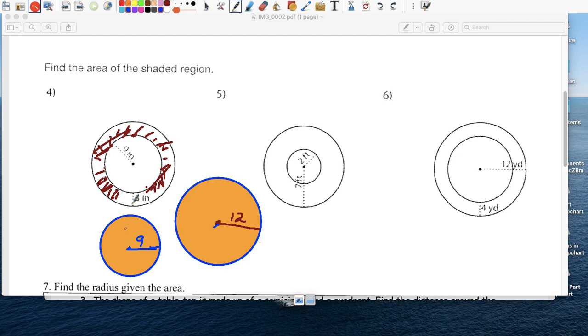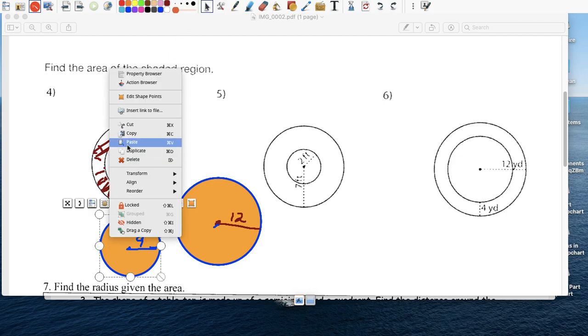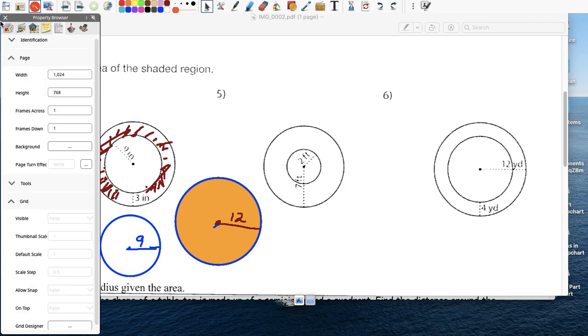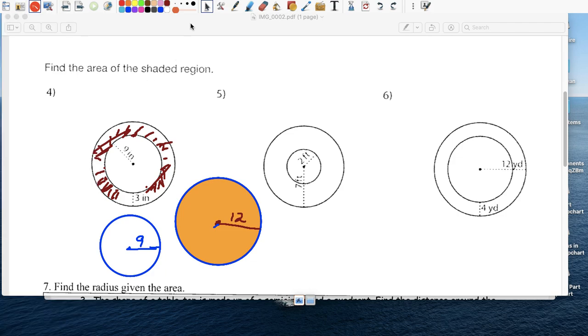So I want to, let me see if I can change colors. Property browser, is that what it's called? Yeah. And let me change the color to white. All right, so again, I'm going to punch a hole. So if you punch a hole through the big circle, that shaded area is what you have left over.